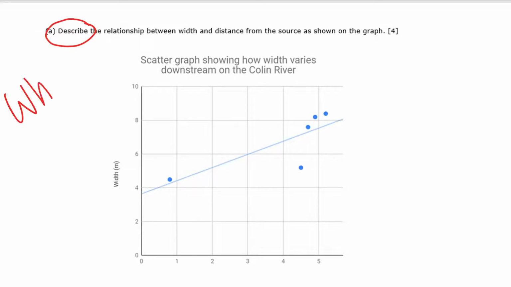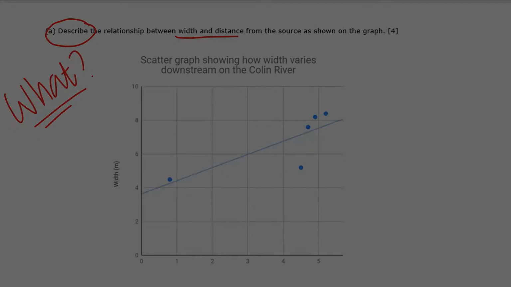And when you're describing something, you're asking what is happening, what is going on. And it is important that you read those command phrases and see the difference between being asked to describe something, what's happening, and explain something, why is it happening. Then the next thing you need to notice here is what are you being asked to describe? It's the relationship between width and distance from the source as it's shown in the graph. So it's the relationship between those two. So how do you go about describing that relationship?